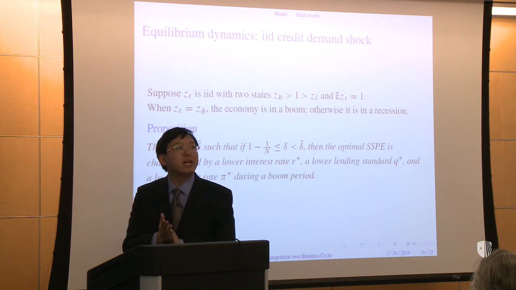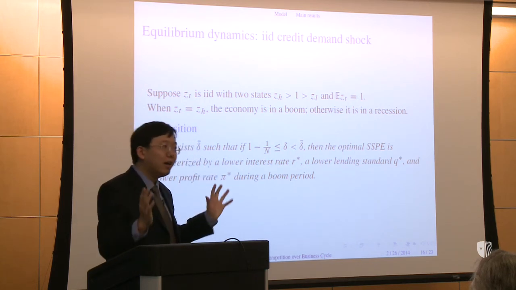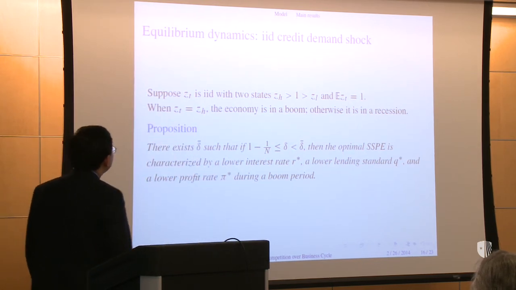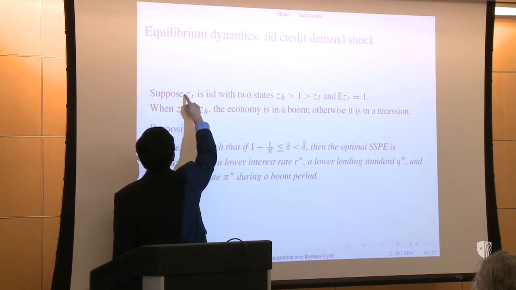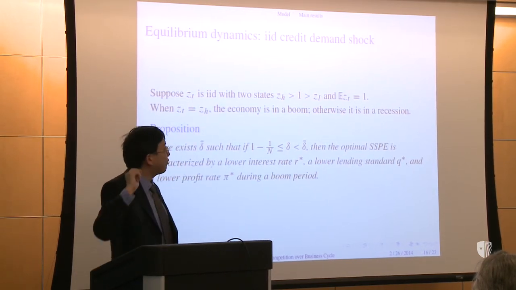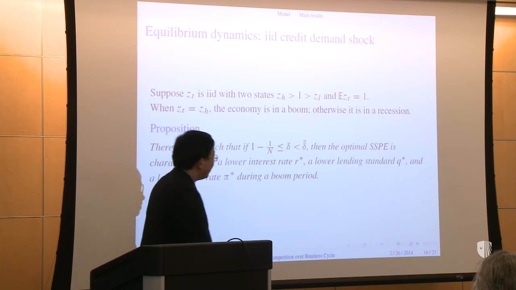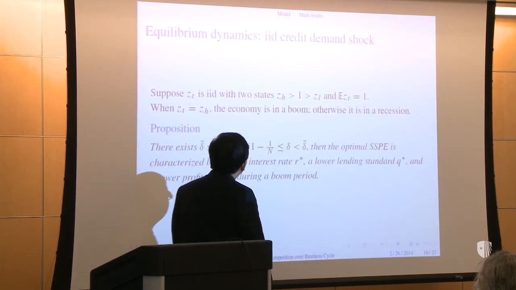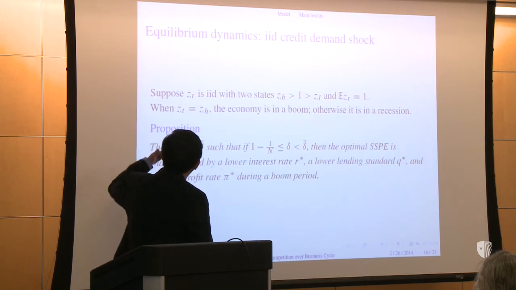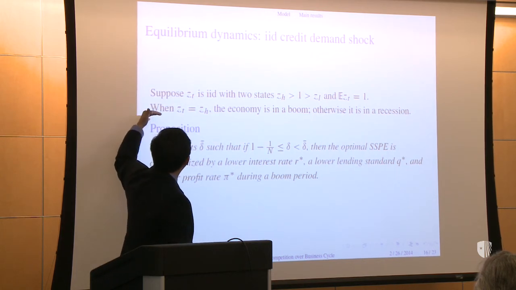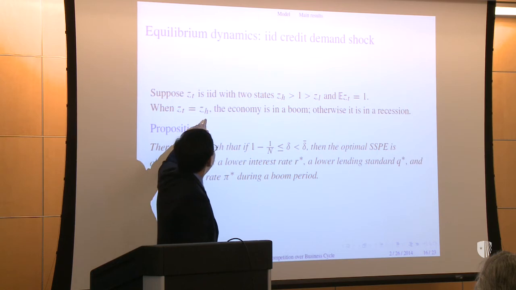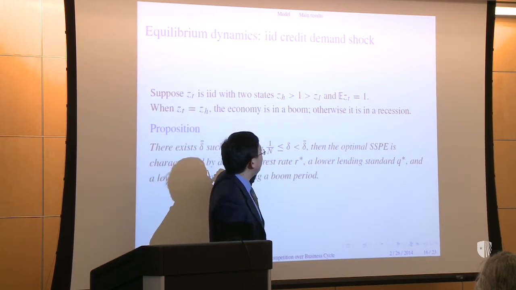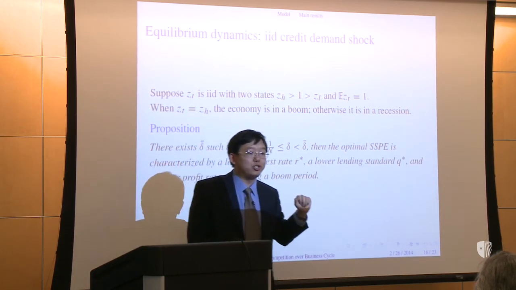Now we are ready to state the first main result of the model. So suppose we have the credit demand shock Z_t, which is IID over time. This is the simplest case, taking two values, Z_H and Z_L. And a bit more terminology: when credit demand is high, I would say that the economy is in a boom, and otherwise it is in a recession.